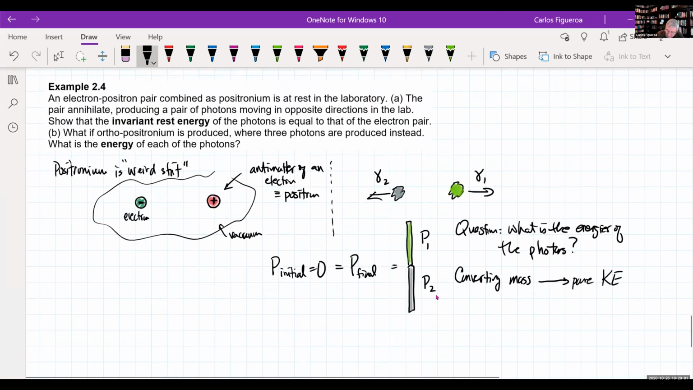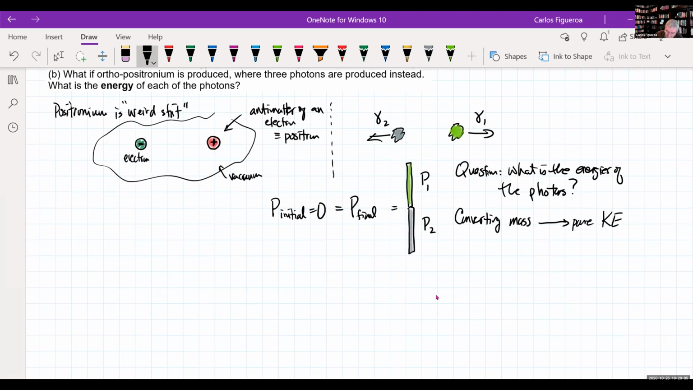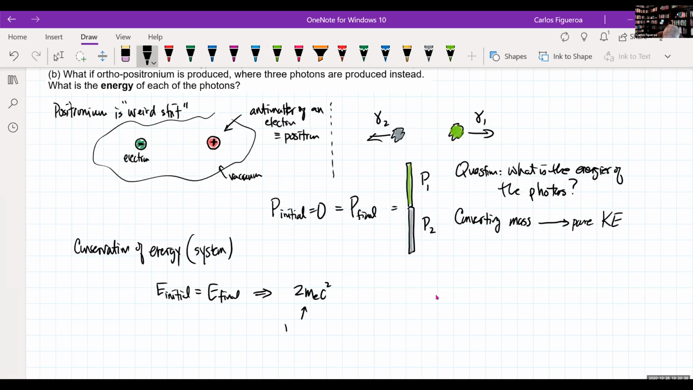And so if I have back-to-back photons, what am I actually seeing here? Well, what happens here from conservation of energy? Why am I using conservation of energy? Because I have a system of particles. That means the energy initially must be the energy of the system afterwards. And clearly, it has to be the rest energy of the electron and positron. They have the exact same mass.